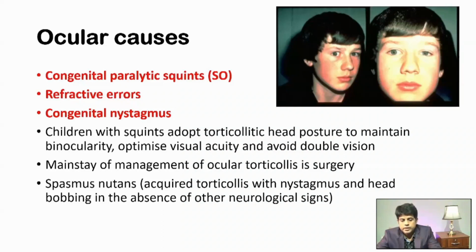Children with squint adopt a torticollitic head posture to maintain binocularity, to optimize visual acuity, and to avoid double vision. The mainstay of management of ocular torticollis is surgery. Sometimes nystagmus can present in children with spasmus nutans, which is not actually an eye condition, but the child can present with acquired torticollis with nystagmus and head bobbing, the cardinal features of spasmus nutans. These children are otherwise neurologically normal.